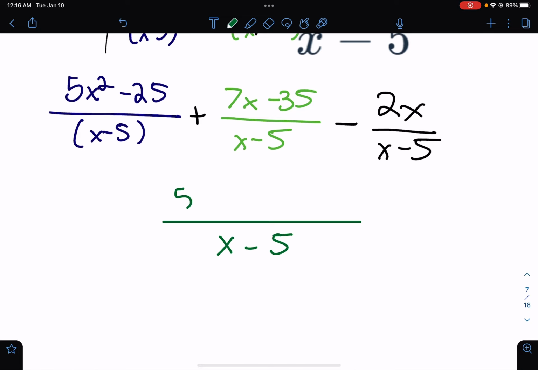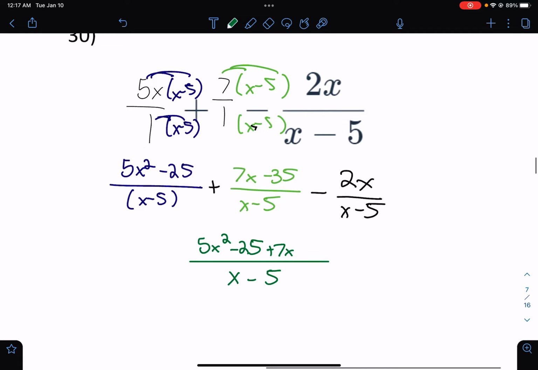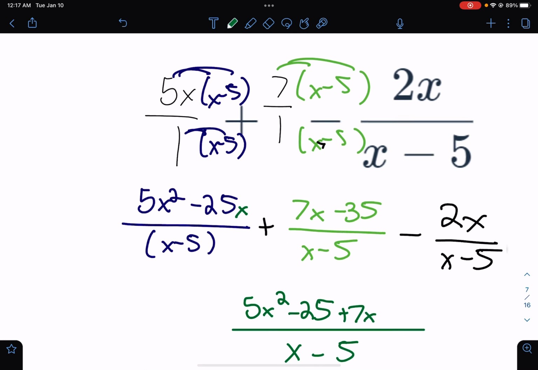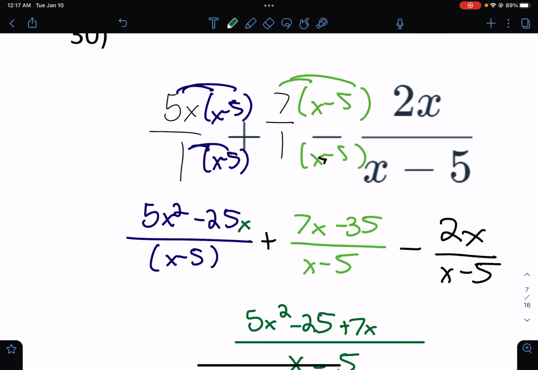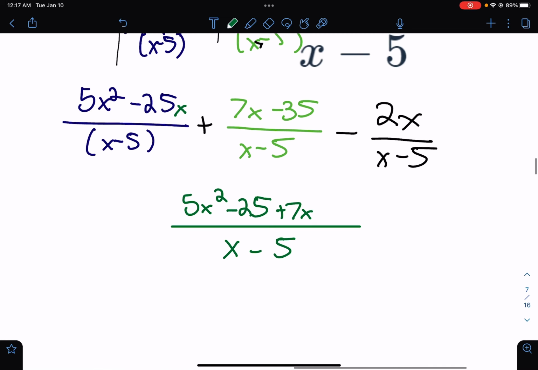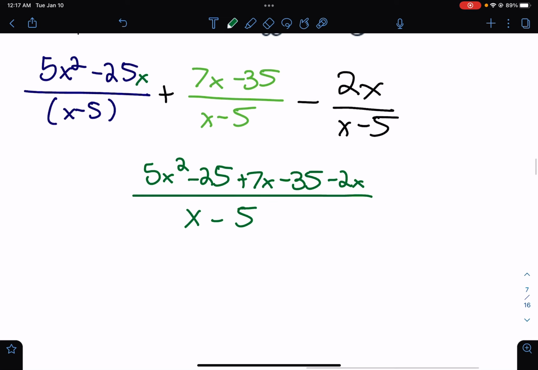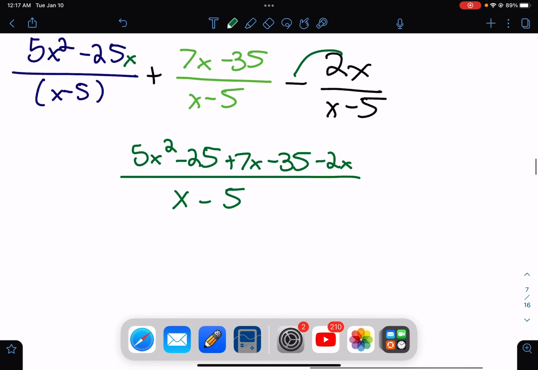And on the top, I've got 5x squared minus 25 plus 7x. Ooh, hold on. This should have been a 25x. Oops. Because 5x times negative 5 is going to be negative 25x. I hope you caught that. Minus 35 minus 2x. Now, remember, you have to make sure you distribute that negative to everything behind that minus sign. In this case, it was just one term, but if there were other terms, you'd have to make sure you distribute. Then at this point, we can just combine like terms here.